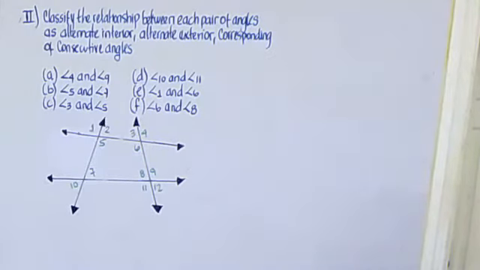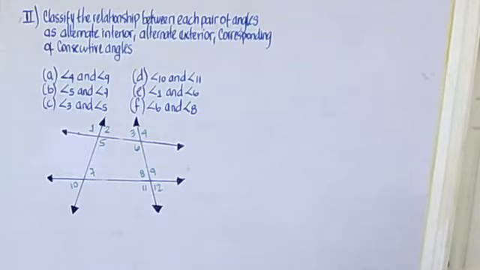Alternate means we're going to have one position, and we're going to alternate or change the position. When talking about alternate interior angles, that means we're going to have one transversal line. In this one transversal line, we're going to have exterior angles and interior angles in the opposite position. This is what I'm talking about.